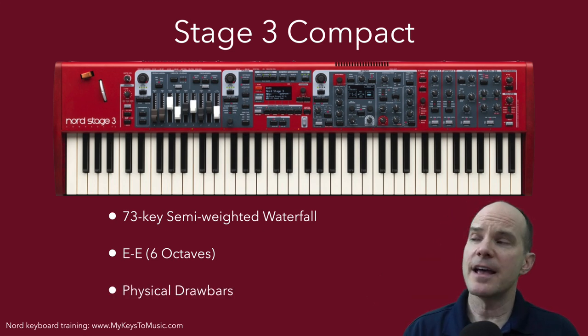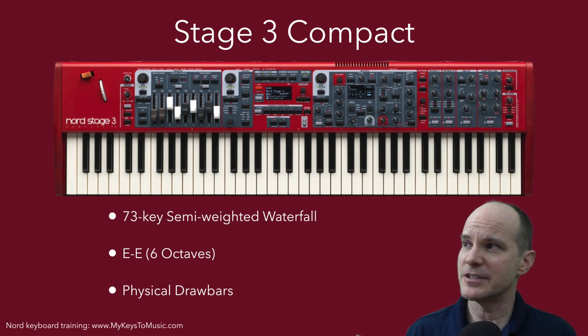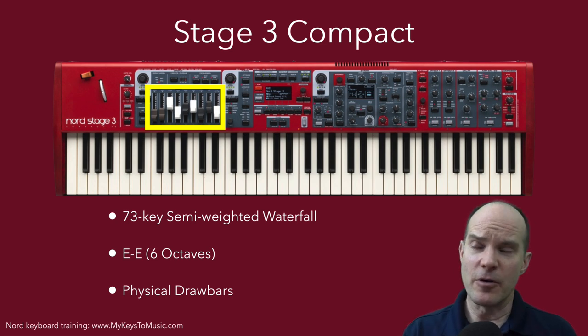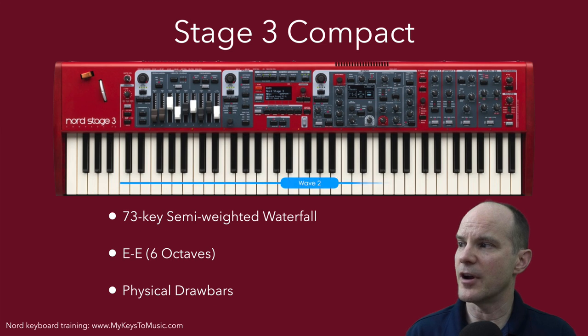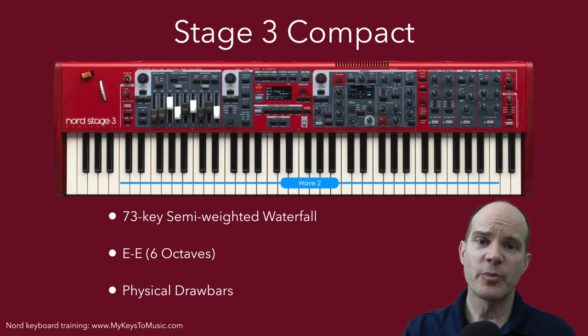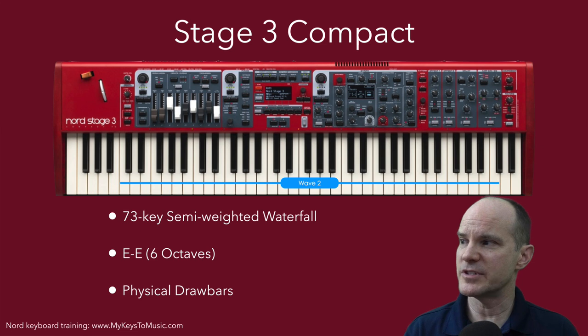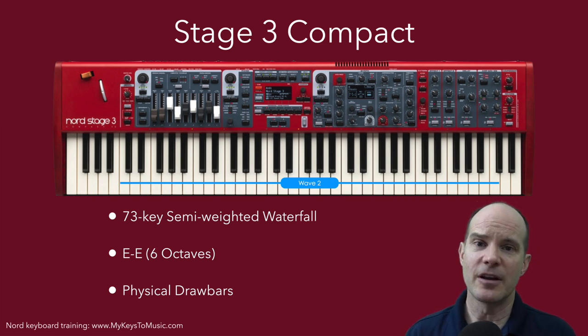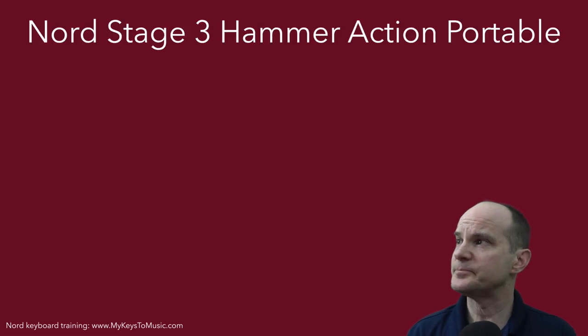And this configuration of the Stage 3 Compact, just a quick note, it has the physical drawbars, which you see there at the top left, where in the organ section, that's the only configuration that it comes with those physical drawbars. Now, if I were to superimpose a Wave 2 on top of this Stage 3, this is where it would sit. You have the C to C ranging there. There's your five octaves on top of your six octaves. That gives you an idea of how those two keyboards stack on each other from a keybed standpoint.